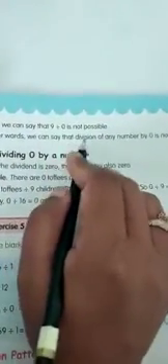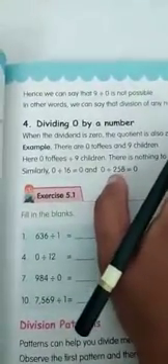So, 9 divided by 0 is not possible. In other words, we can say that division of any number by 0 is not possible. So this is our third property.